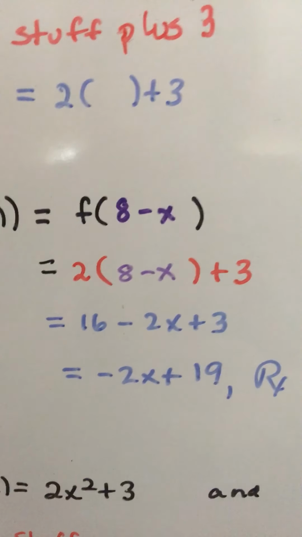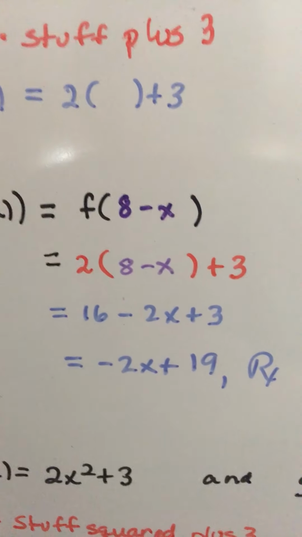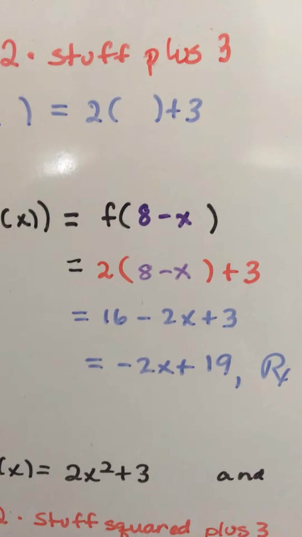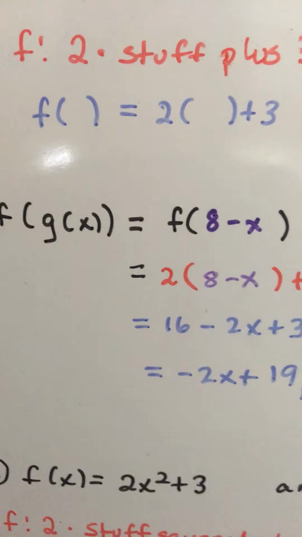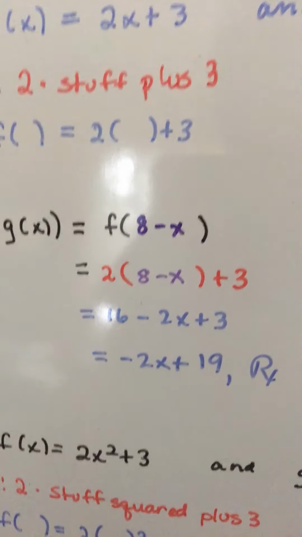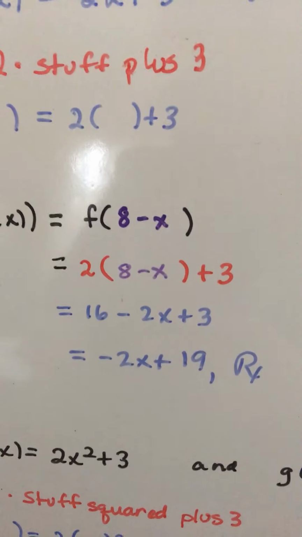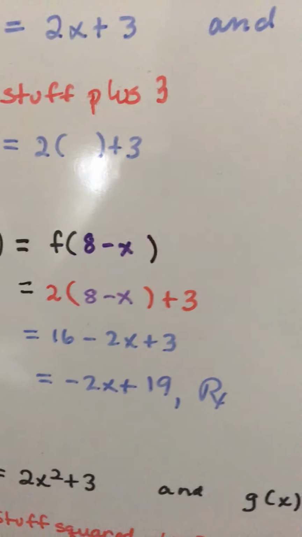And I went ahead and I just did my operations, and so my function, if I wanted to name it h, would be h of x equals negative 2x plus 19. Its domain is the reals.